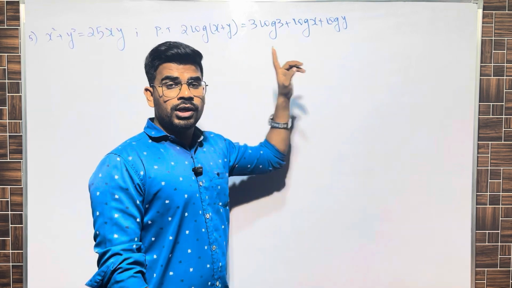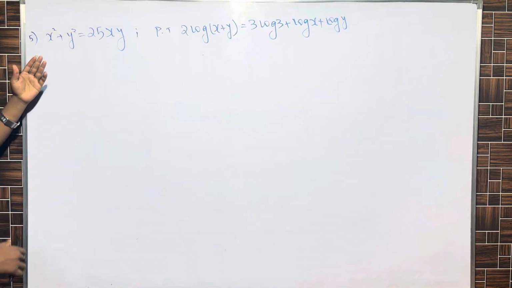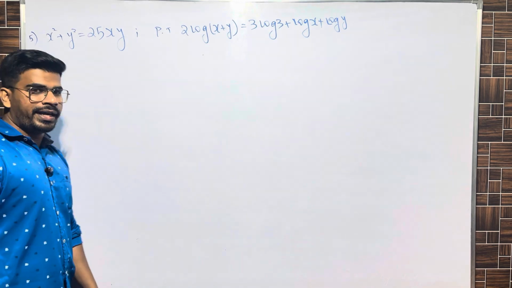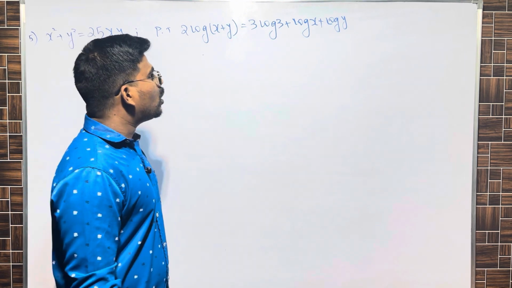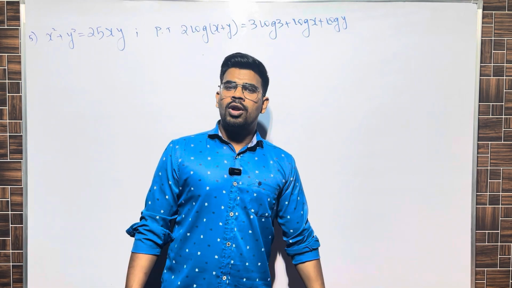Exercise 1.5, question number 5. This is one of the important questions. Let us see how to solve this. Given x square plus y square is equal to 25xy, then we have to prove that 2 log of x plus y is equal to 3 log 3 plus log x plus log y.